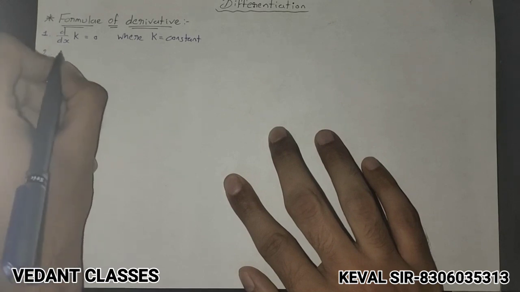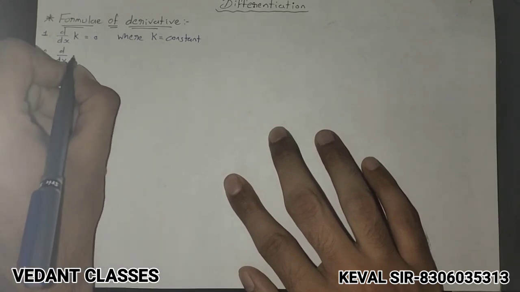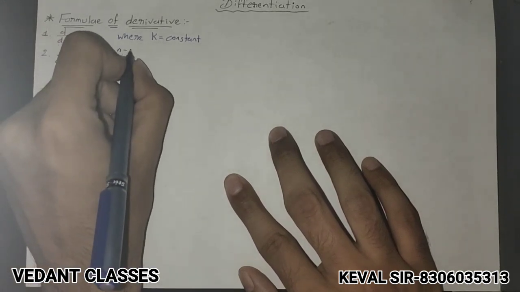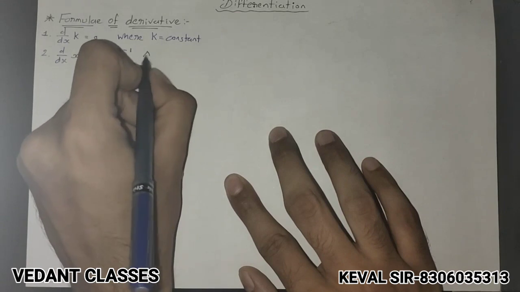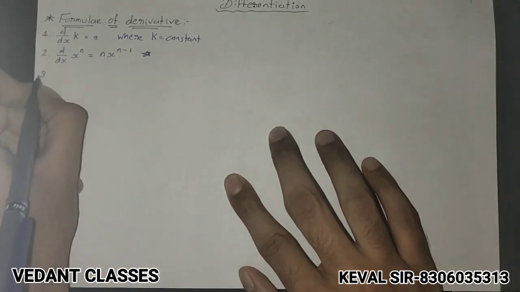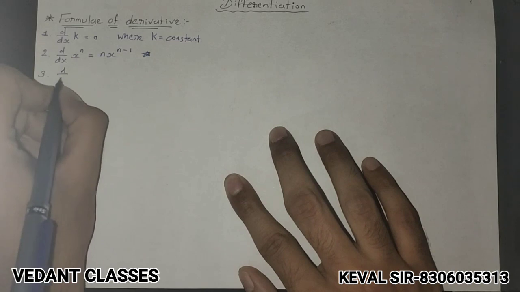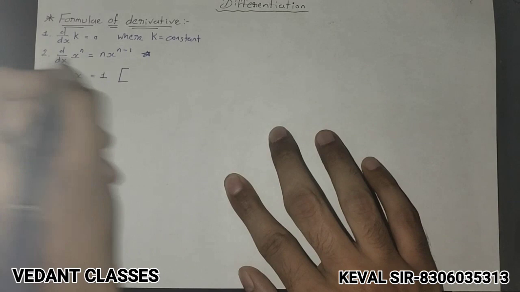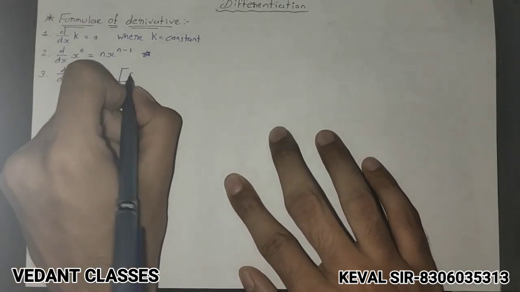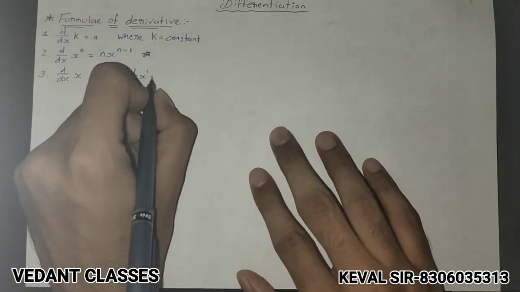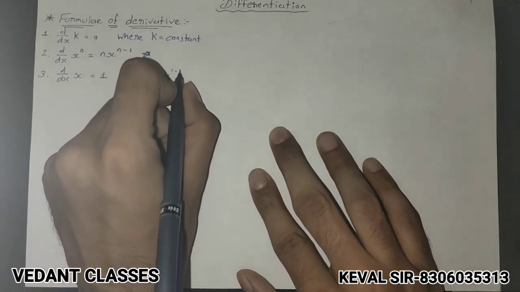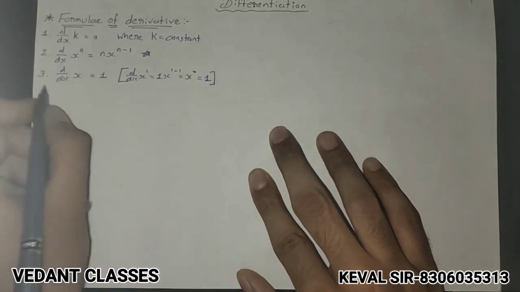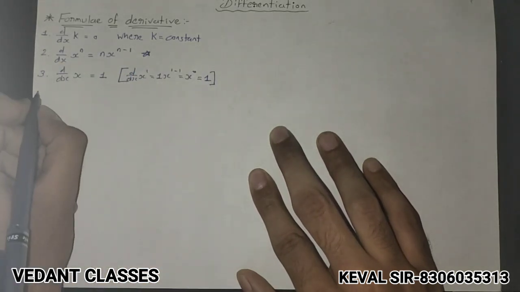The second formula is dy/dx of x raised to n, which is n x raised to n minus 1. Remember this formula is very important. The third one is dy/dx of x, which is always equal to 1. It is just a special case of formula number 2. You can see dy/dx of x raised to 1 is 1 times x raised to 1 minus 1, and anything raised to 0 is always 1. For this reason its answer is 1.